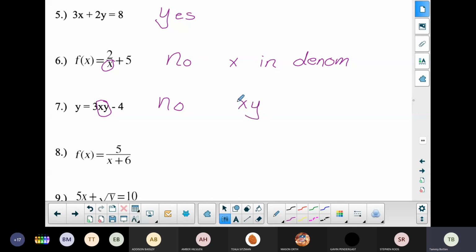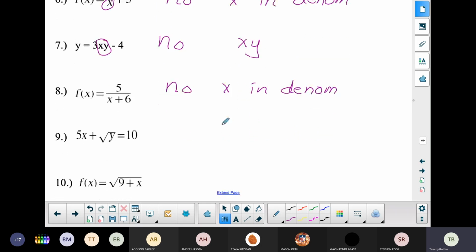So we're just going to say no because we have x plus or times y. In number 8, it's also no because we have x in the denominator. On number 9, we have the square root of a variable, and you can't have that. And then number 10 is also no, because we can't have the square root of 9 plus x. You cannot have an x under a square root.